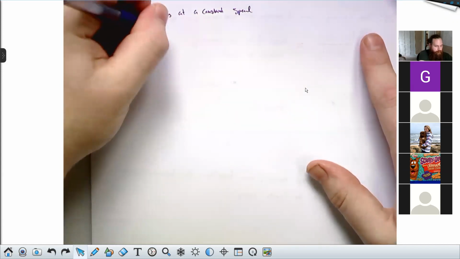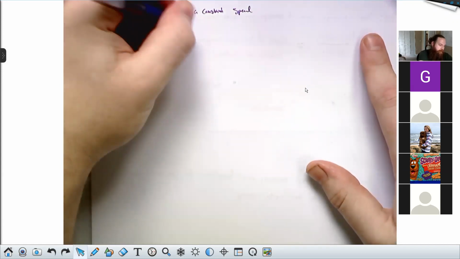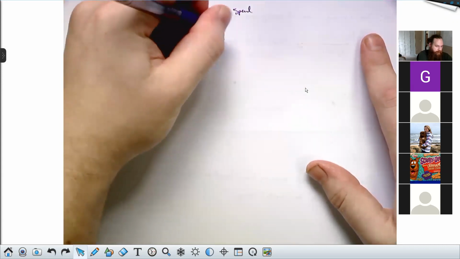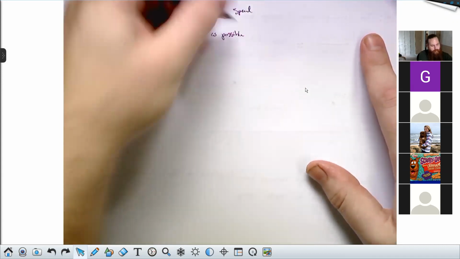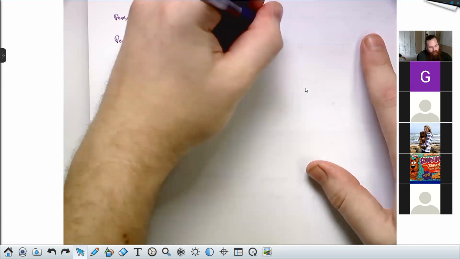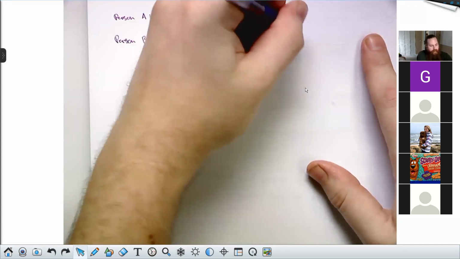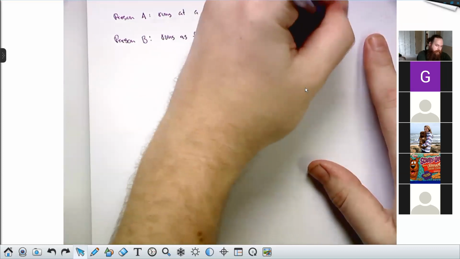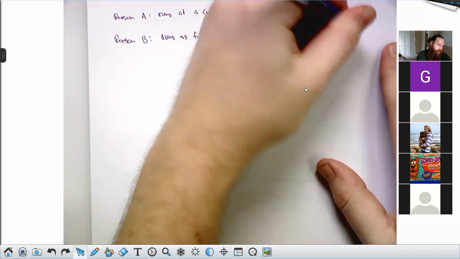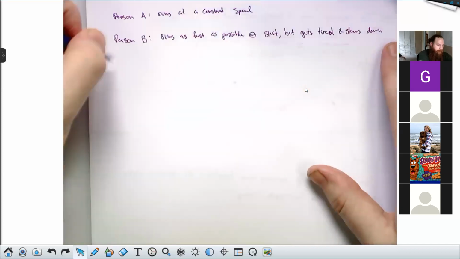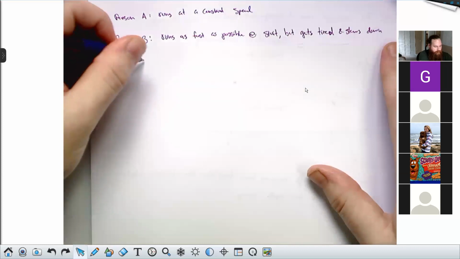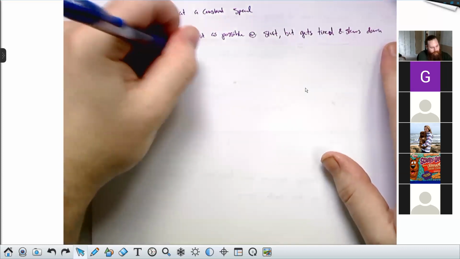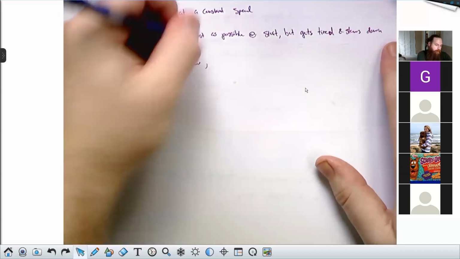Person B runs as fast as possible at the start, but then gets tired, and slows down. Person C, they start slow, saving the energy, and then finish fast.